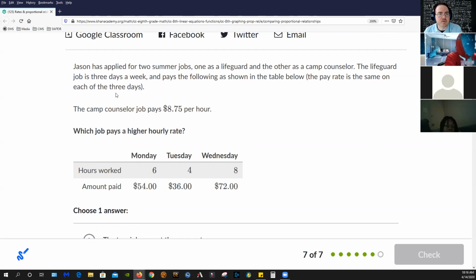Jason has applied for 2 summer jobs, one as a lifeguard and the other as a camp counselor. The lifeguard job is 3 days a week and pays the following as shown in the table below. The pay rate is the same on each of the 3 days. The camp counselor job pays $8.75 per hour. Okay, so this is throwing a lot of information at us.